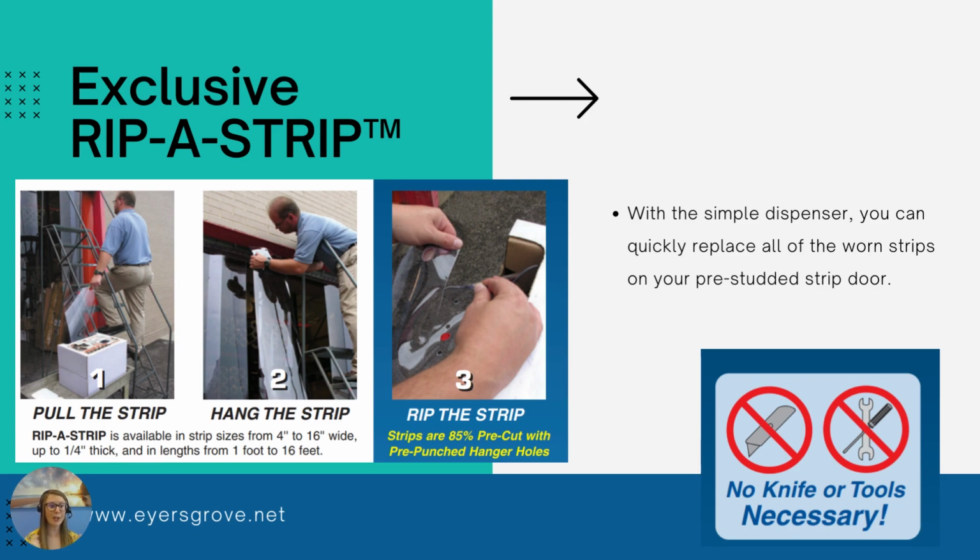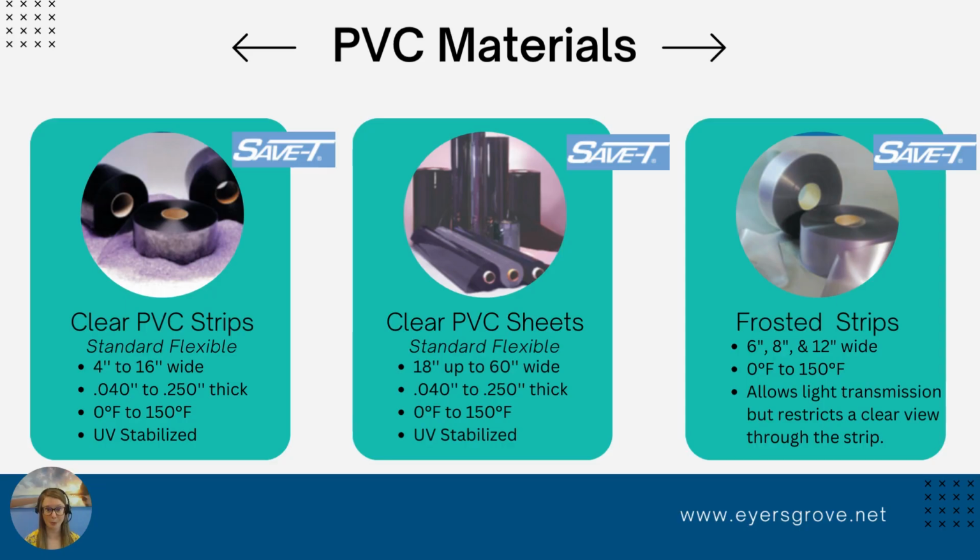So you'll just pull that strip, you're going to hang the strip, and you're going to rip your strip. And these strips are 85% pre-cut. Think of them as like perforated, and they have the pre-punched hanger holes. So no tools, no knives are necessary to install the Curtron strip doors.